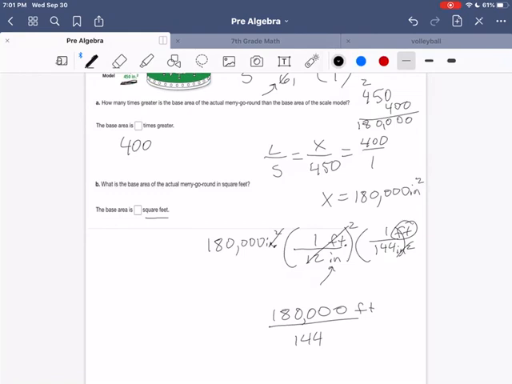So now I'm going to go ahead and get out my calculator here on my phone. 180,000 divided by 144 is equal to 1,250 square feet. The end. Go team.